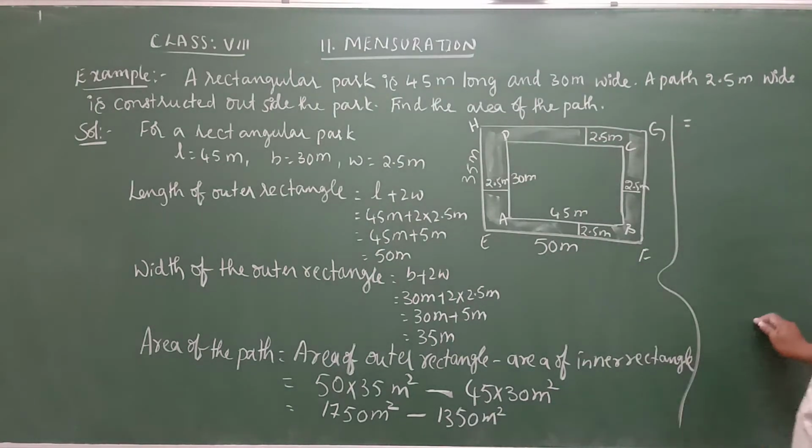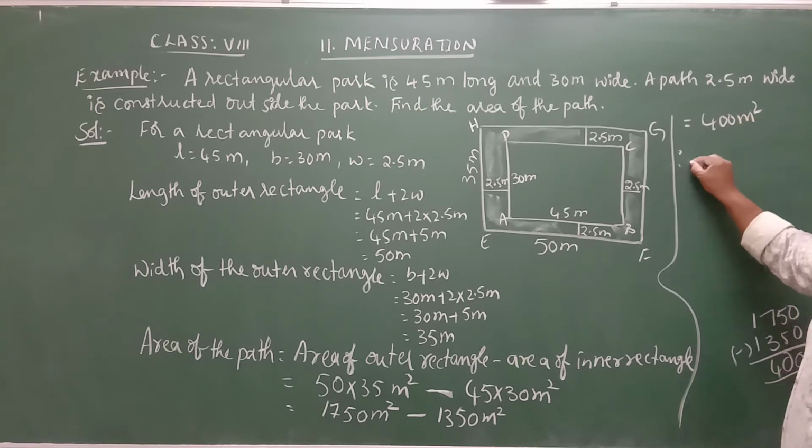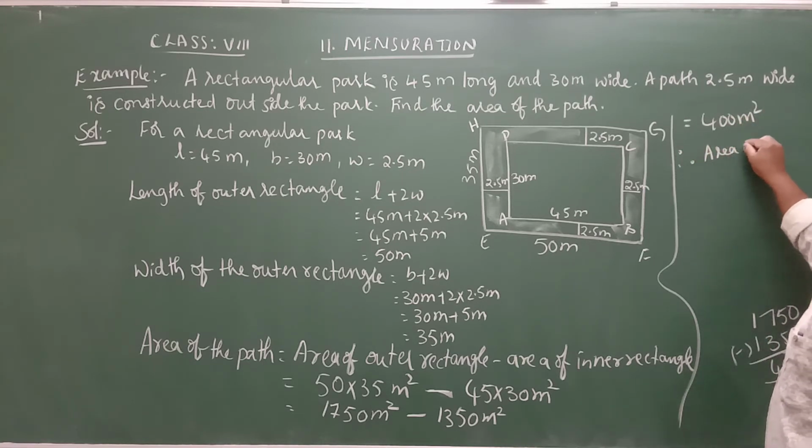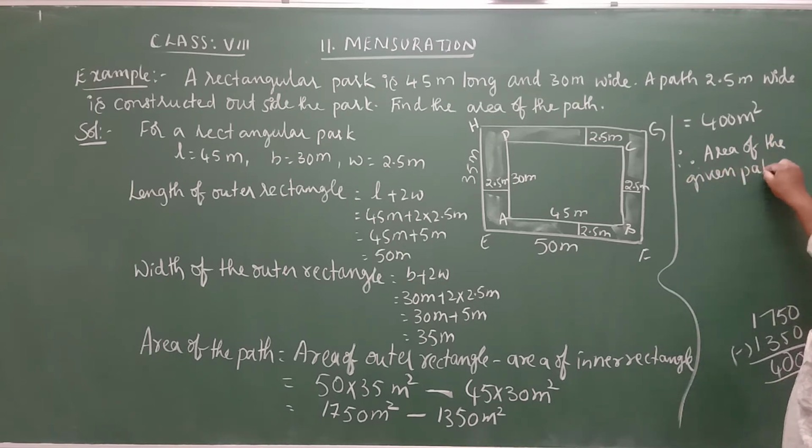Subtract those two. In the rough column I have subtracted: 1750 minus 1350. 0 minus 0 is 0. 5 minus 5 is 0. 7 minus 3 is 4. 1 minus 1 is 0. So what we get is 400 meter square. Therefore, the area of the given path is 400 meter square.